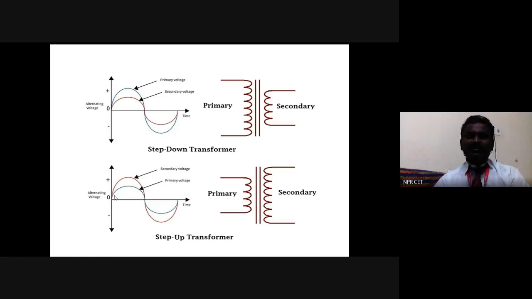This is the waveform for both secondary and primary voltages. The two phases are the same, with no change in frequency. Okay, so this is the definition of the step up transformer and the step down transformer.